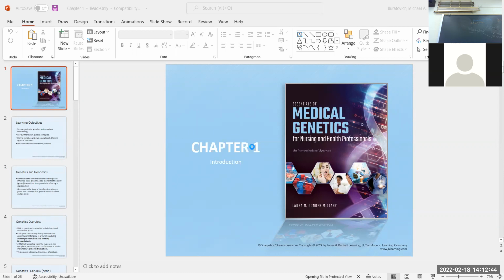So if you look at this particular pedigree, you'll notice that there are a bunch of circles and squares and a bunch of lines. You're probably wondering, what does it all mean? Well, that's what we're going to try and explain today.